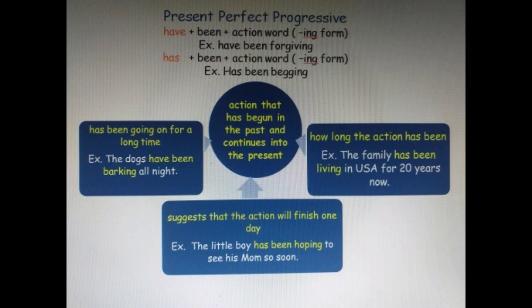Another way to express the present perfect progressive tense is an action that suggests that the action will finish one day. For example, the little boy has been hoping to see his mom so soon. So the verb here is has been hoping. So he hopes that the action will be finished one day soon.